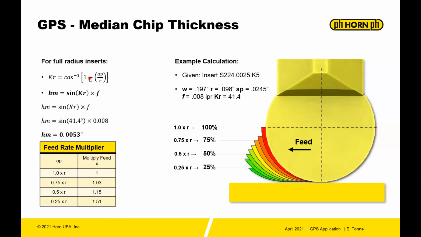You then can take the second formula, the HM is equal to sine KR times the feed. You plug in your KR, so sine of 41.4 times your feed, and that gives you a chip thickness of 5 thousandths and 3 tenths.